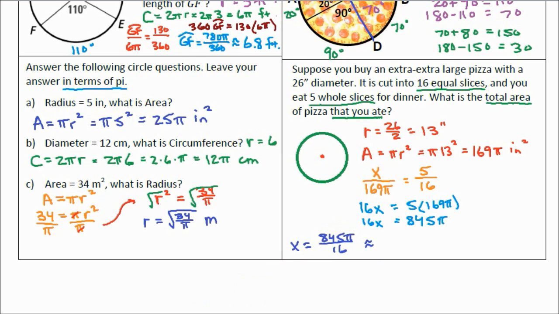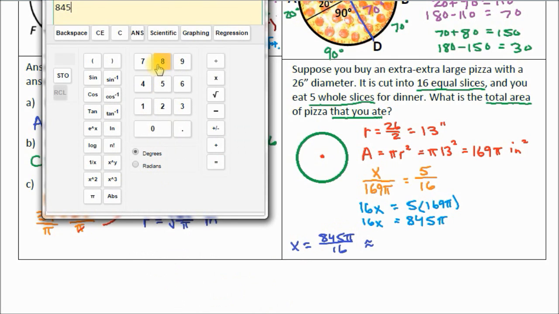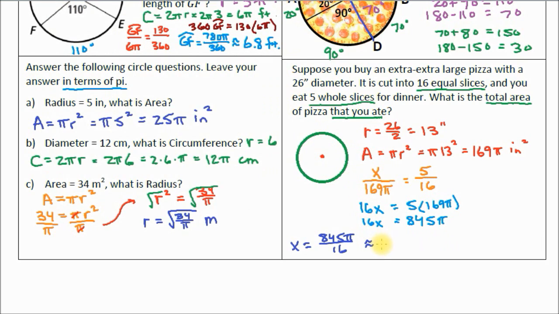Let's go ahead and put that in our calculator. That's our exact answer. Let's get our estimated answer. 845 pi divided by 16 is equal to 165.9. Our unit of measure for area here is inches squared. That's a lot of pizza.